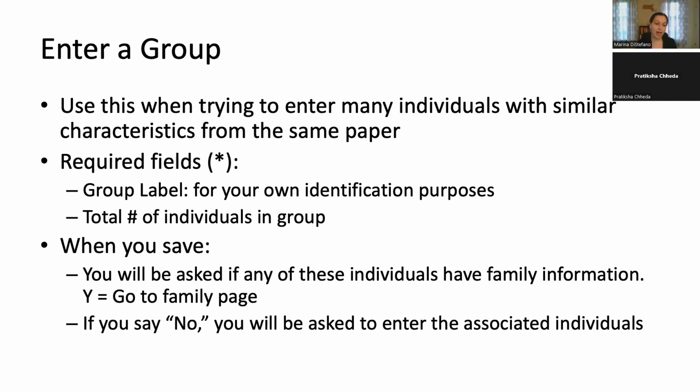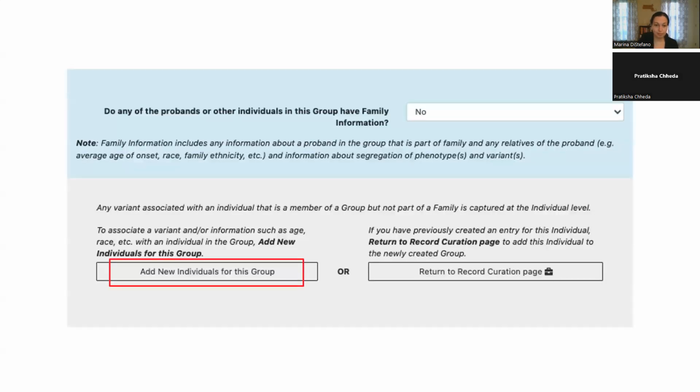When you save, you'll be asked if any of these individuals have family information. If you say yes, then it would take you to the family page that we just talked through. If you say no, you'll be asked to enter the associated individuals, and you would go to an individual level page to be able to score probands. So this is just a screenshot here. Do any of the probands or other individuals have family information? You'd say no, maybe if you had a bunch of singletons. And then you can add new individuals for this group or return to the curation page and add them later. But to be able to score, you would have to add the individuals.